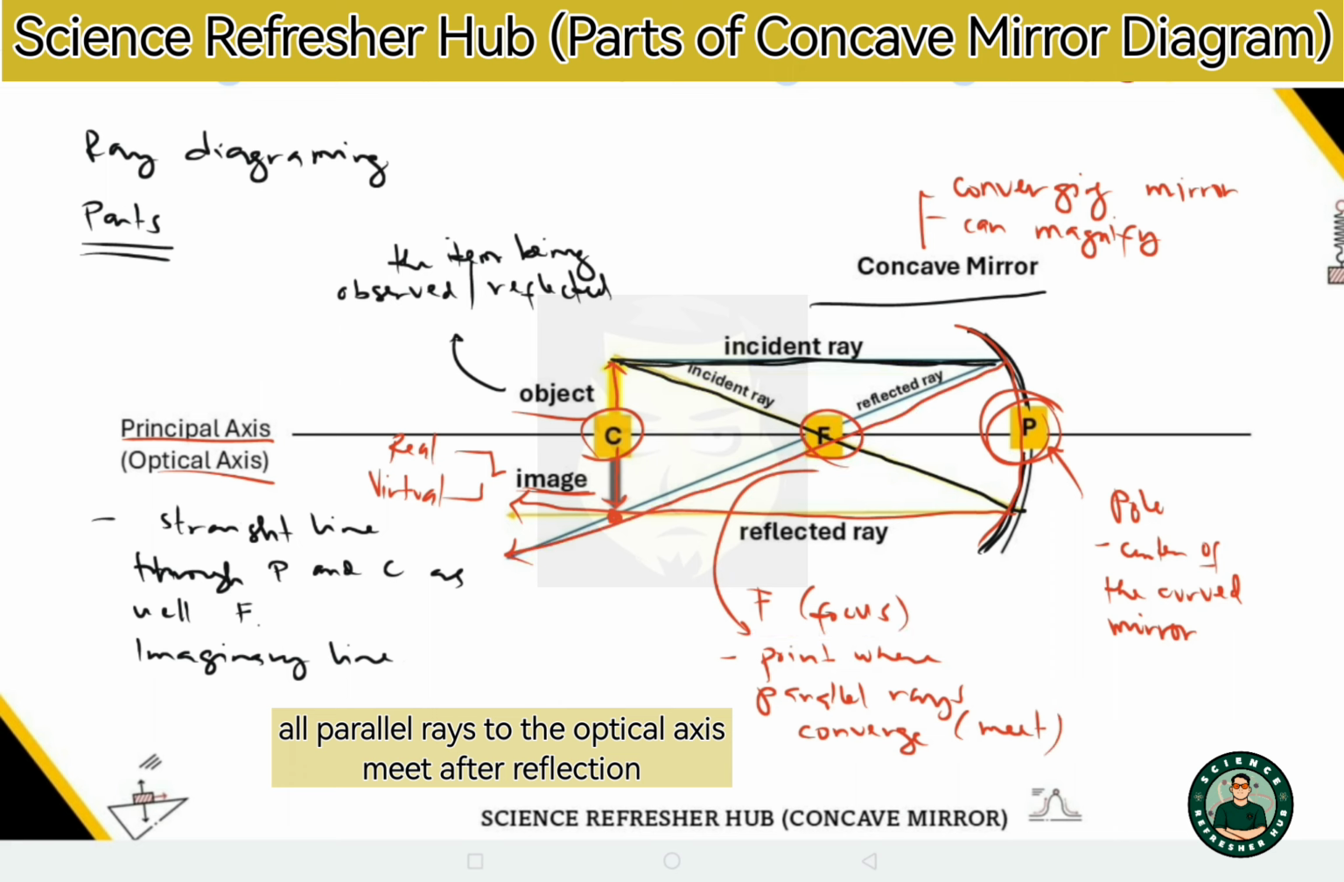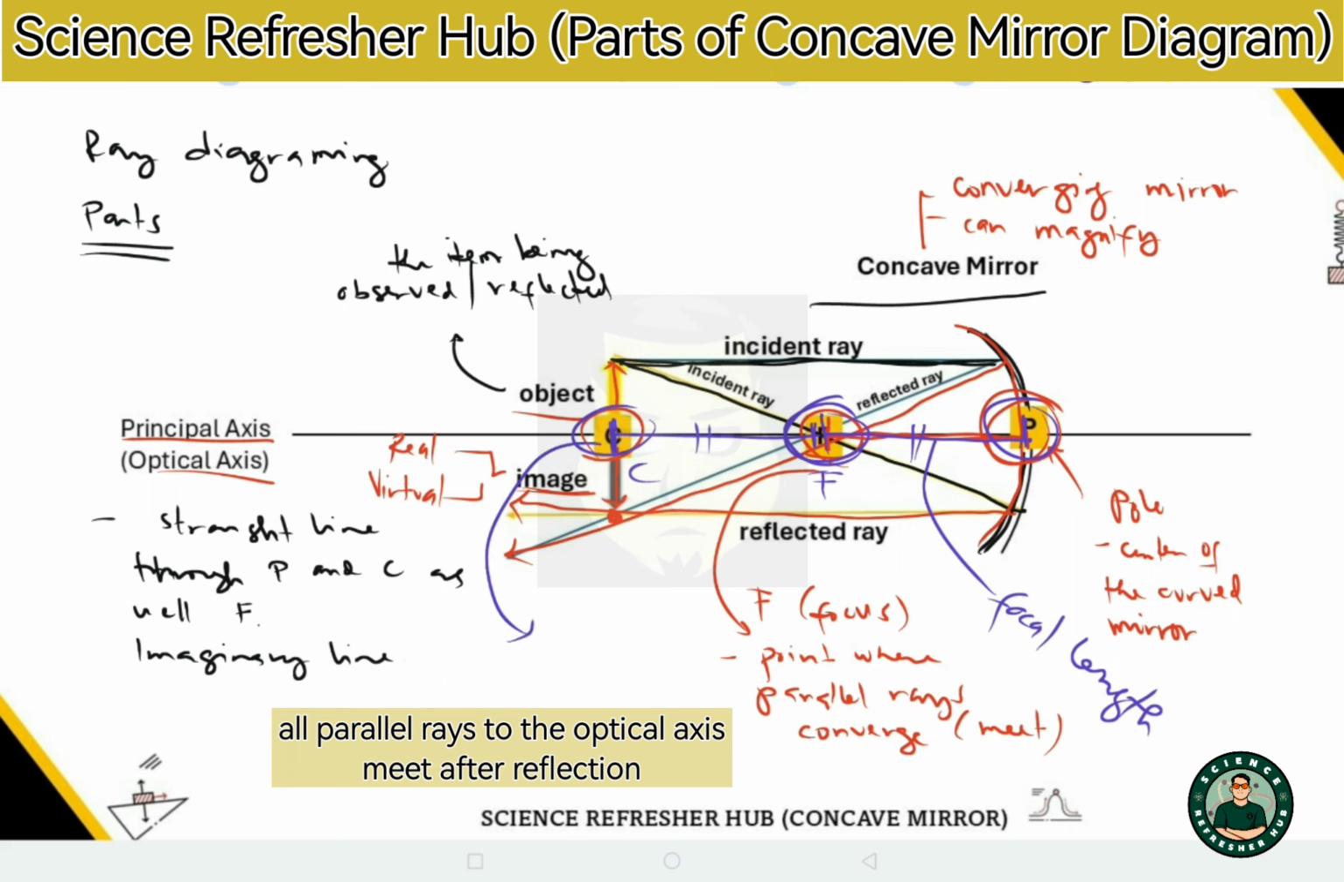We do also have the length between the pole and the F. I will use another color. The length is called the focal length. This length from F to C is equal to this length. Okay, they are equal. Same length, P to F and then F to C. They are equal in length.